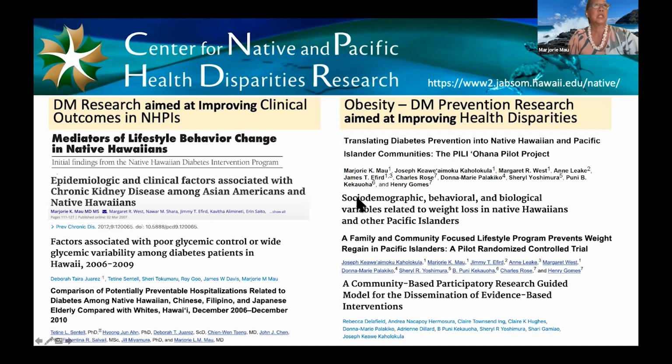We've also done a number of different studies looking at obesity, and in particular, diabetes prevention and obesity research aimed at improving health disparities. We have a long-running study called the Piliohana Project, which is the translation of the diabetes prevention program for Native Hawaiian and Pacific Islander communities. We've also looked at what are some of the variables that predict weight loss in Native Hawaiians and other Pacific Islanders. And I have conducted a number of different trials and effectiveness trials looking at how to take the modified DPP, the PILI program, into our Native Hawaiian communities by teaching the Native Hawaiian communities how to implement them.